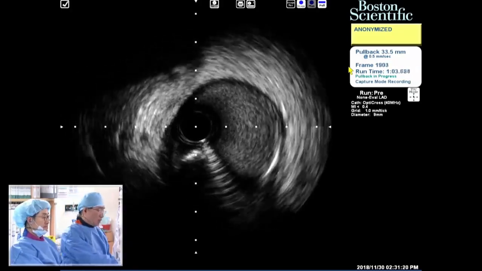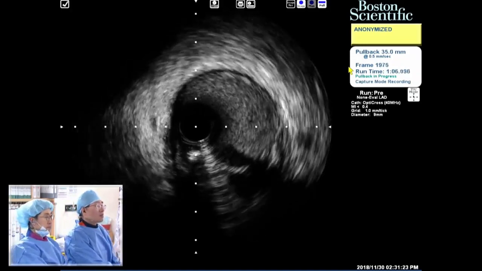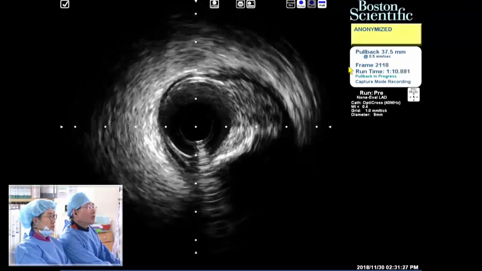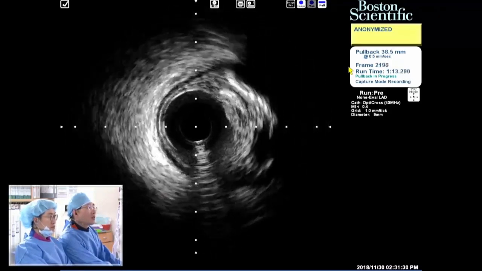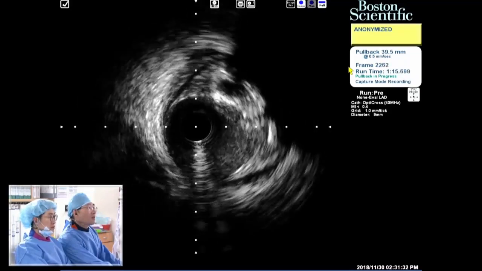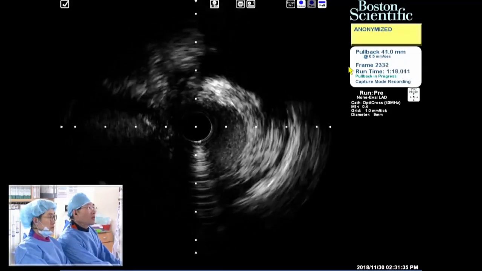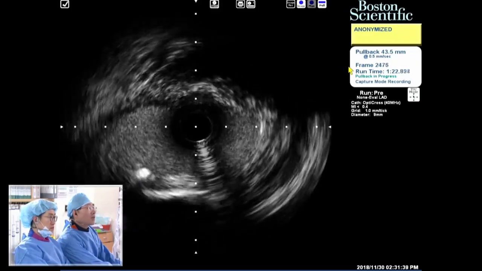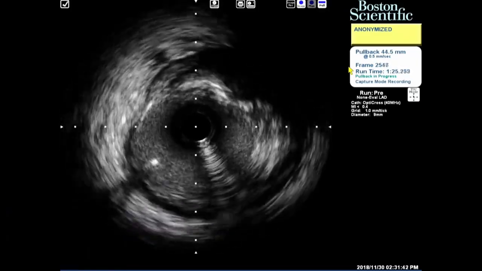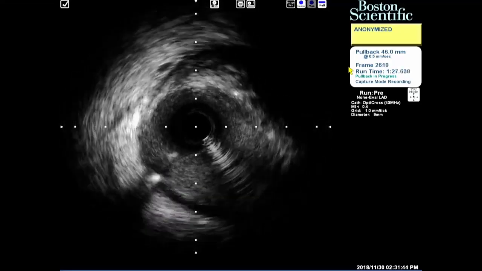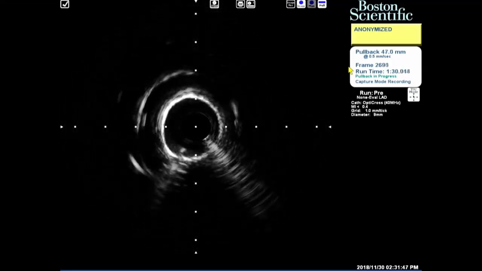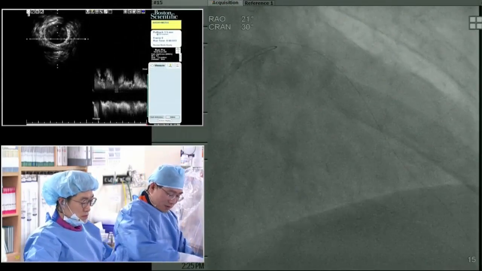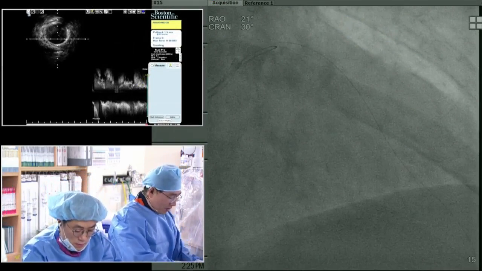So it's around the LAD ostium. Yeah, there is a large amount of plaque around the ostium. And the circumflex artery is approaching around 9 o'clock, and here is the left main. Some disease on the distal left main? Yeah, but not that significant. So we will do another IVUS from the circumflex.